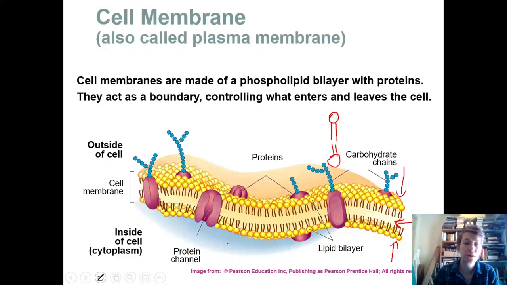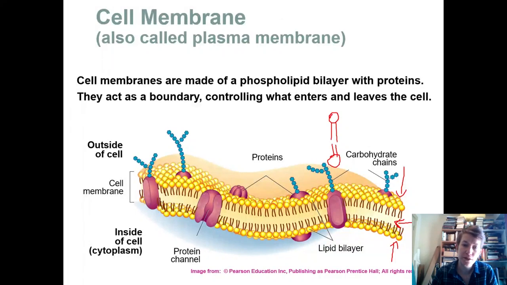You may also notice all these big purple proteins in the membrane. Proteins, we said, have a super complicated shape, and so people tend to get really lazy with their protein drawings, and they're like, I don't want to try to draw that shape, so they'll just make them look like big purple blobs most of the time.